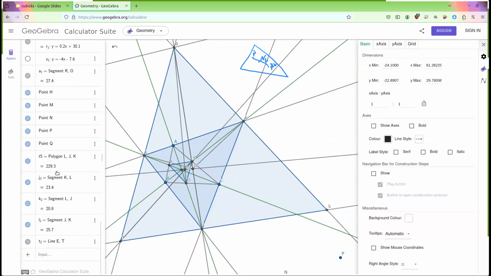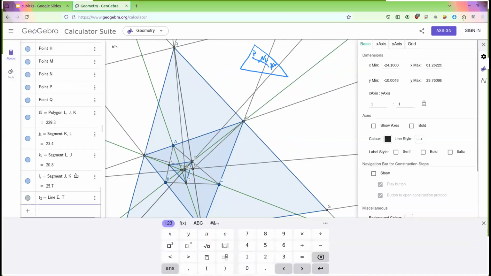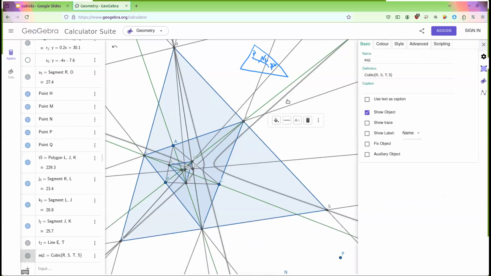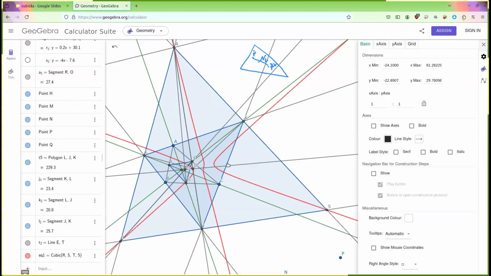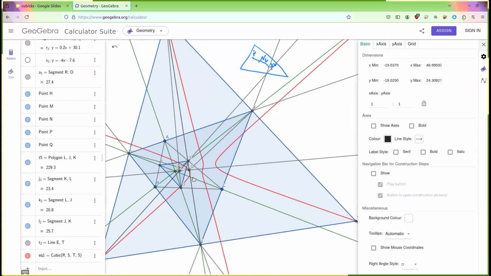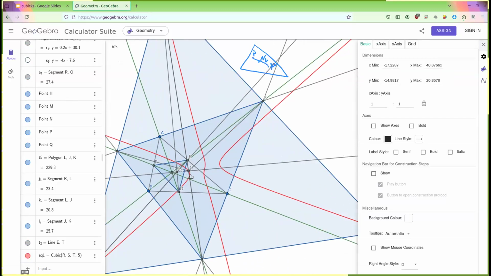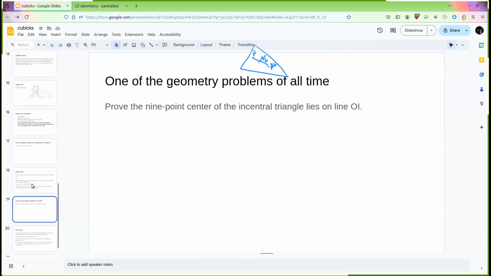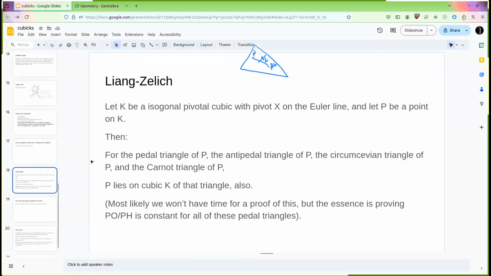So rephrasing what we want to prove in terms of this cubic, we want to prove that O lies on this cubic of RST. This is the cubic I was talking about. And by the Liang-Zelich theorem, this is the same as proving O lies on this cubic of JKL, right? If you remember the theorem, it's just this. This is the theorem.